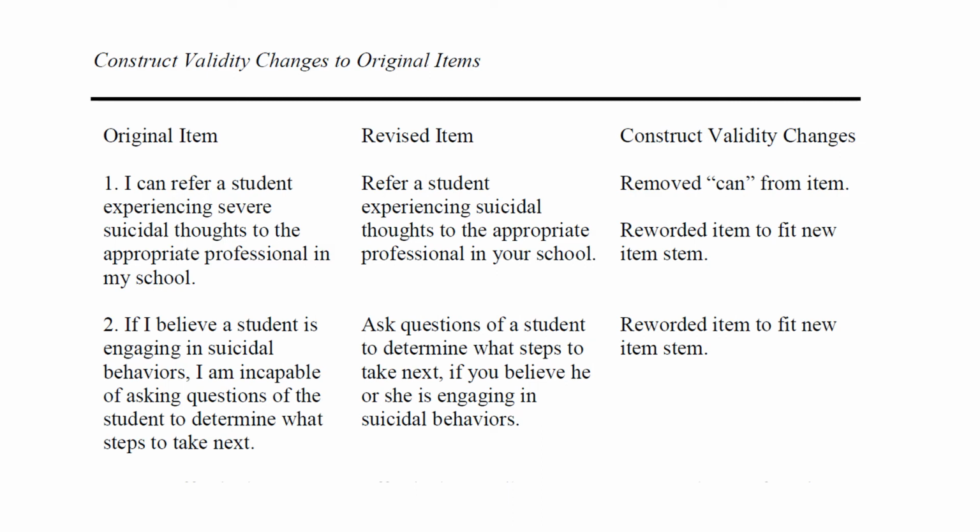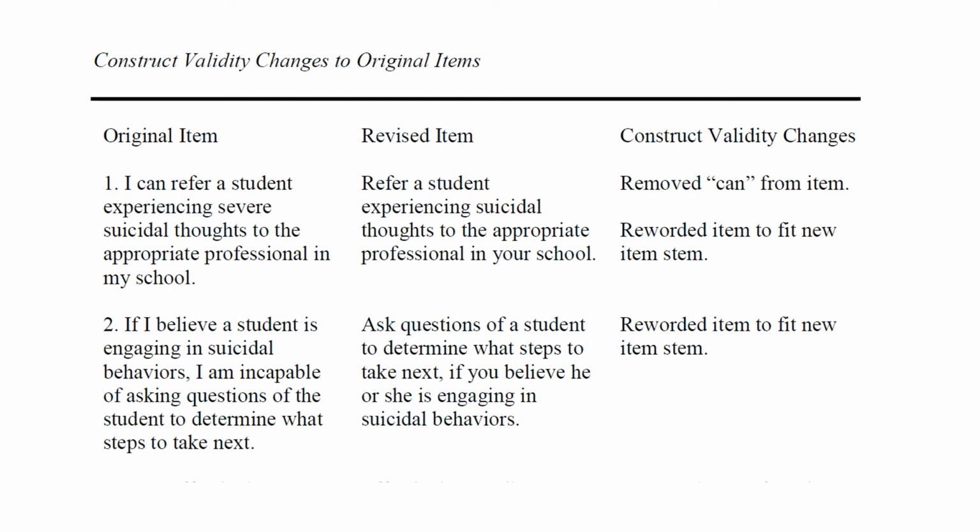So if you look, this was some of the feedback that I got. One of the things the experts told me, you can see that my original item here was that I can refer a student experiencing severe suicidal thoughts to the appropriate professional in my school. The experts indicated that I should remove "can" from the item and that I should make some sort of word stem that allowed the participants just to look at the item and know that it's self-efficacy. So the revised item then became: refer a student experiencing suicidal thoughts to the appropriate professional in your school.